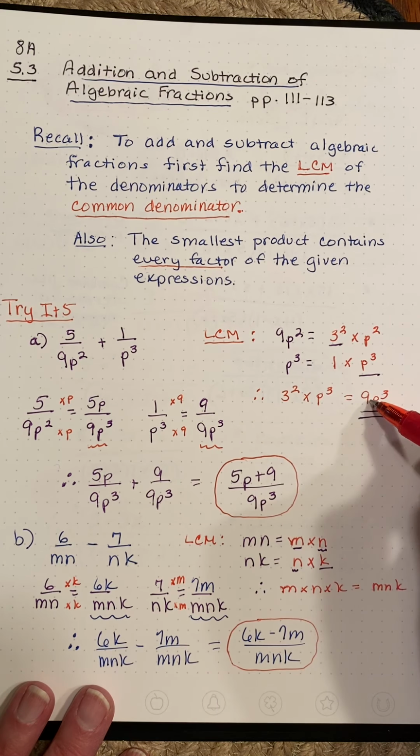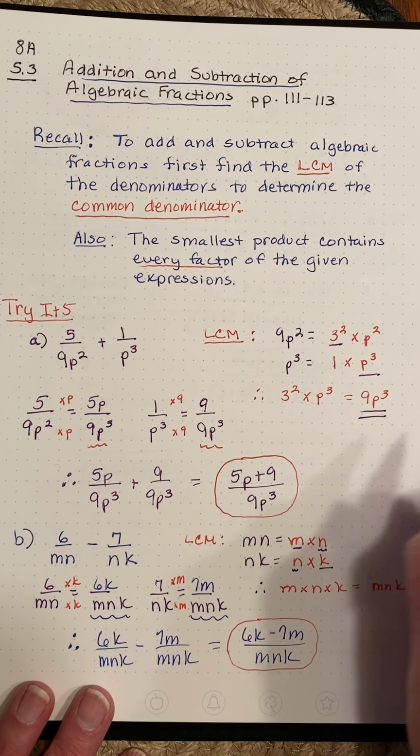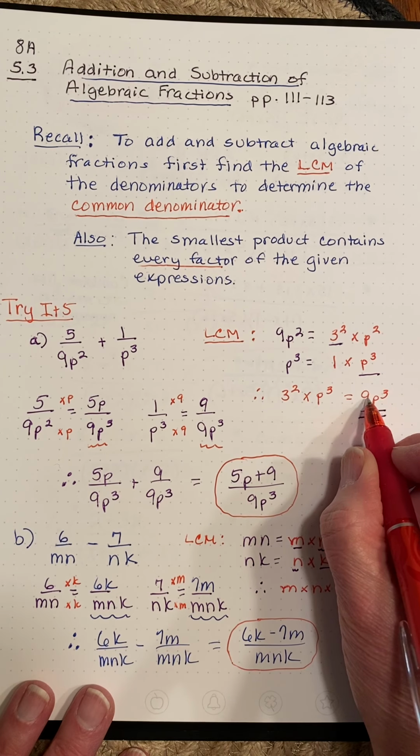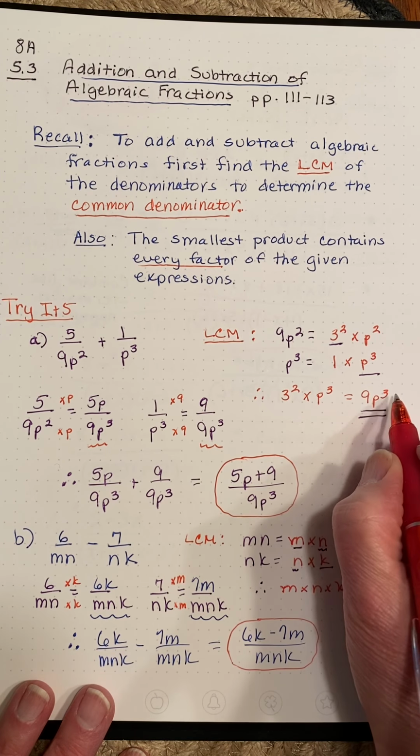In this case, it would be 3 to the second times p to the third. 3 to the second is 9. Of course, p to the third is just p to the third. So my common denominator for these two algebraic fractions is 9p to the third.